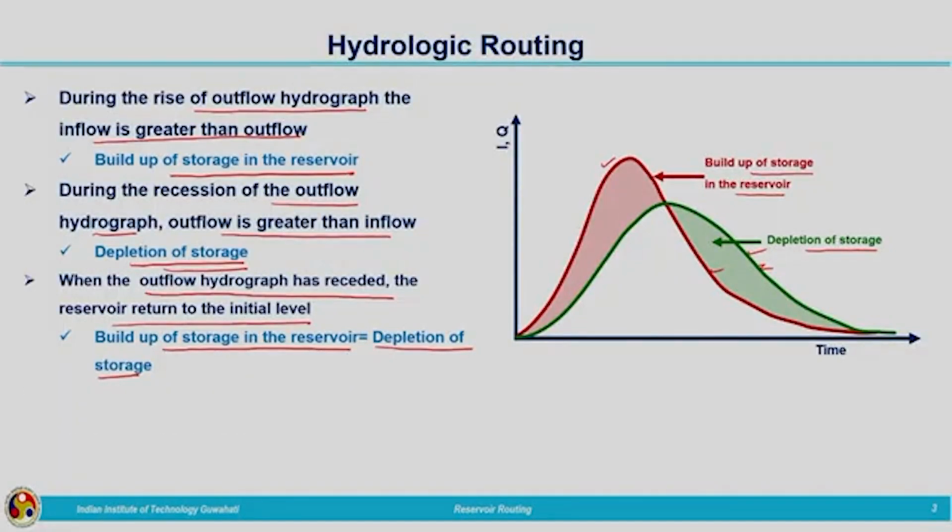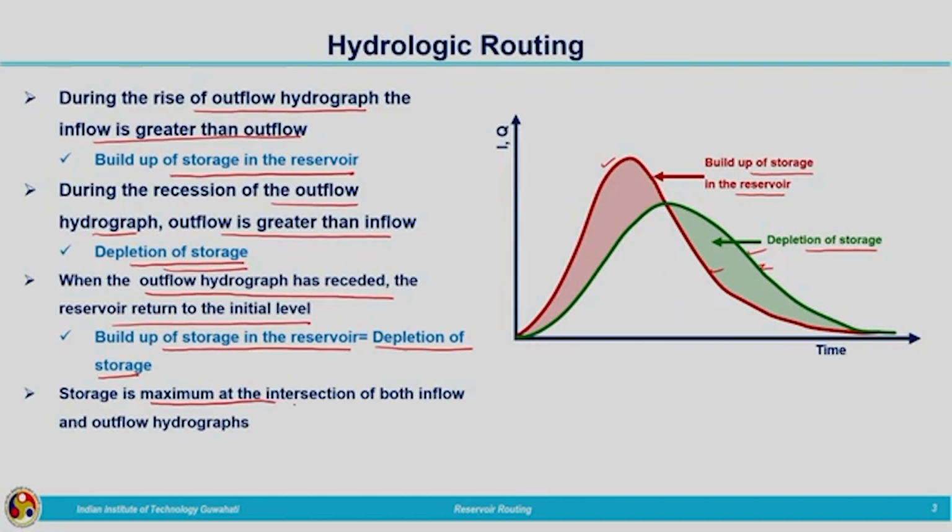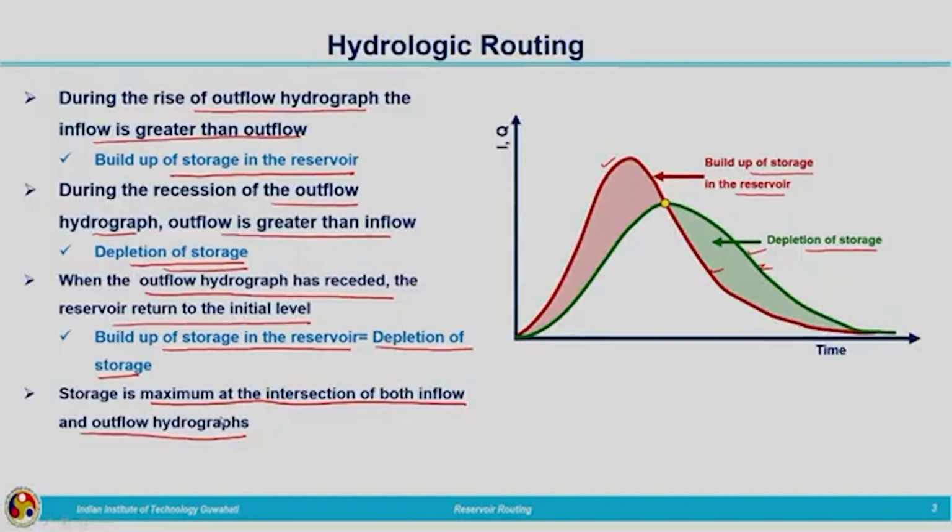Looking at the figure, you can see there is a meeting point of both the hydrographs. The inflow hydrograph and outflow hydrograph are meeting at a particular point. Storage is maximum at the intersection of both inflow and outflow hydrographs. That meeting point of these two hydrographs is representing the maximum storage. We were making use of a particular term for the point which is representing maximum storage. That is nothing but the point of inflection. It is represented by this point and it is the point corresponding to maximum storage.